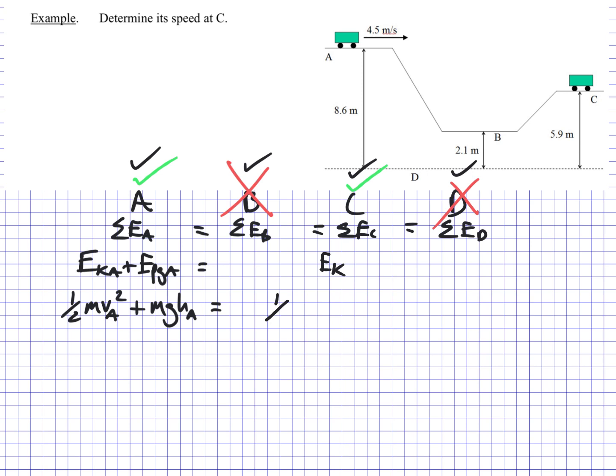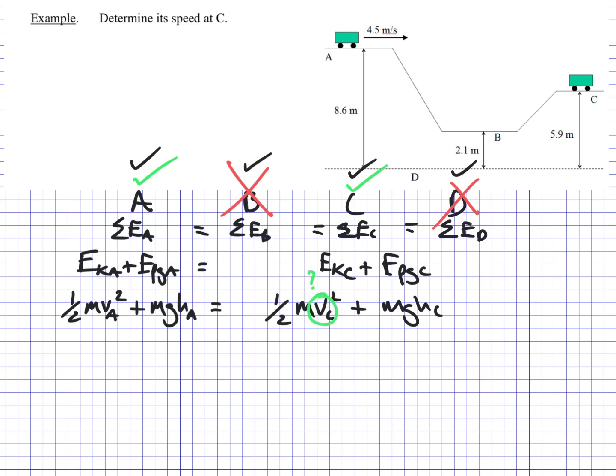If we keep going, position C also has kinetic energy, plus the gravitational potential energy at C. So that's going to be 1/2 m v at position C squared plus m g h at position C. And I know the height at position C. I know it's 5.9. What I don't know is the velocity at C. That's what I'm trying to find.